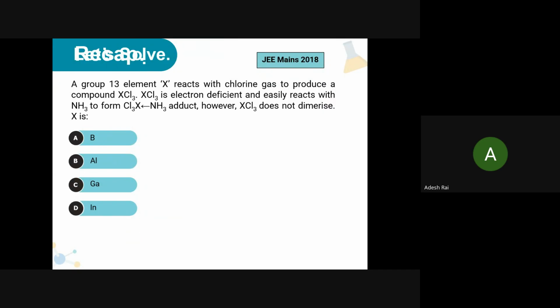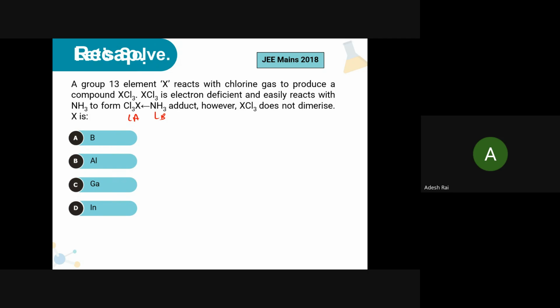Now what is written over here? A group 13 element X reacts with chlorine gas to produce a compound XCl3. XCl3 is electron deficient and easily reacts with NH3 to form... Can you see this arrow? If you see this coordinate arrow, what does it mean? Can anyone tell me? Adduct, no. Coordinate arrow means what? Coordinate bond. This is the Lewis base and this is the Lewis acid. So the Lewis base gives electrons to the Lewis acid.